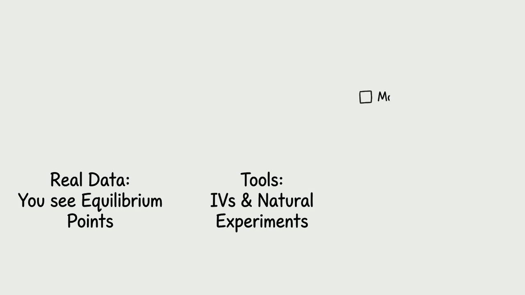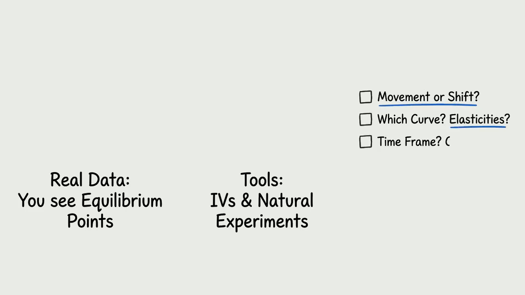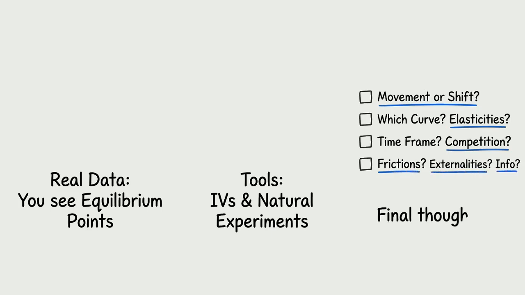So next time you see a supply and demand diagram, ask, is this a movement along a curve or a shift in one? Which curve is shifting? What are the elasticities? What's the time frame? Is the market competitive? Are there frictions or interventions? Are there externalities or information problems? Because demand and supply curves aren't just lines, they're a language, a way to understand how people make decisions, how markets coordinate those decisions, and how changes ripple through the system.